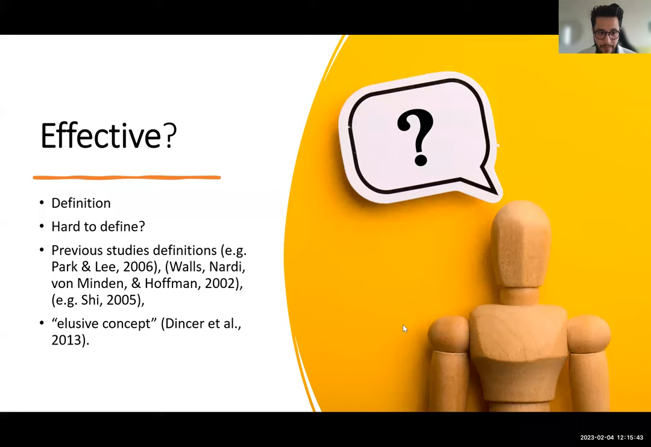So most studies focused on the characteristics of effective teachers from the viewpoint of both teachers and learners from various educational contexts, such as high school students, by Park and Lee, 2006, and prospective students by Walls, Nardi, and Hoffman, 2002, and graduate students by Shi, 2005, due to the fact that effectiveness is considered to be an elusive concept, as described by Denser et al. In 2013.